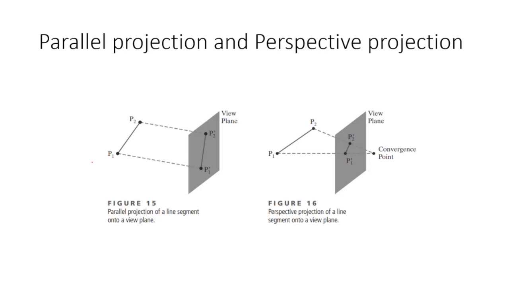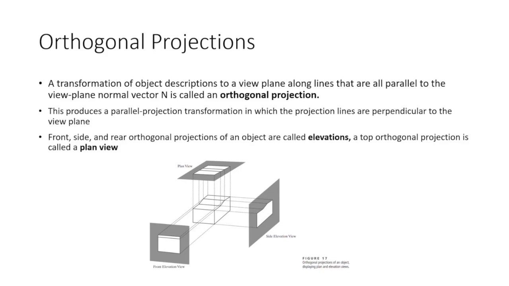Next, orthogonal projection is a transformation of object descriptions to a view plane along lines that are all parallel to the view plane normal vector N. This produces a parallel projection transformation in which the projection lines are perpendicular to the view plane. The front, side, and rear orthogonal projections of an object are called elevations. A top orthogonal projection is called a plan view. You can see in Figure 17, the view plane gets one side of the object, the top projection is called a plan view, and the front and the side are called elevation views.